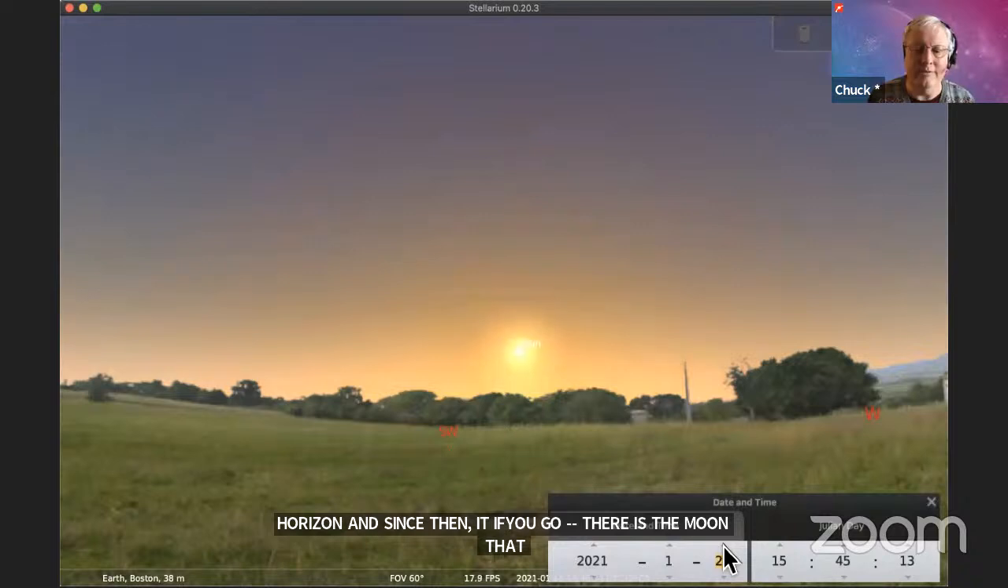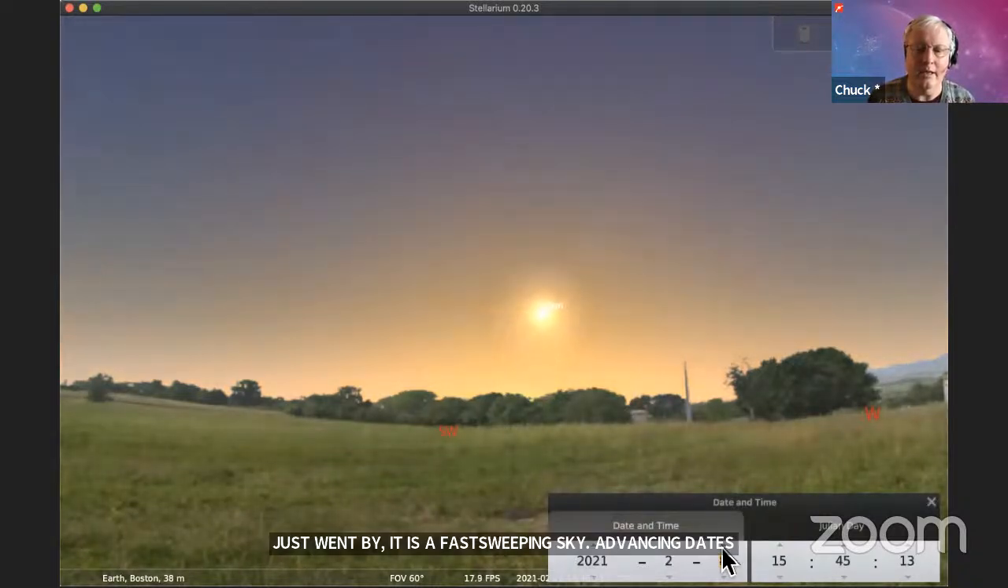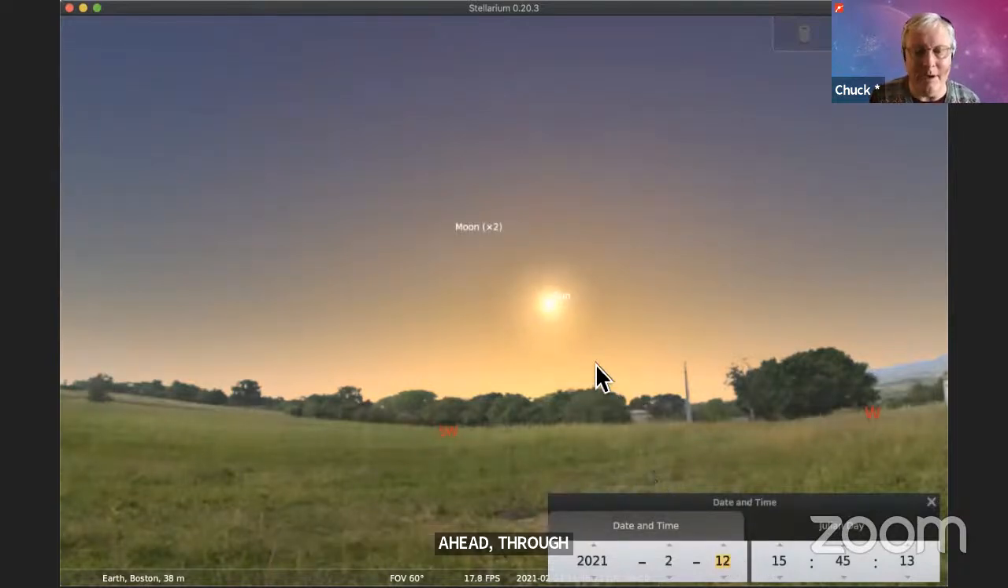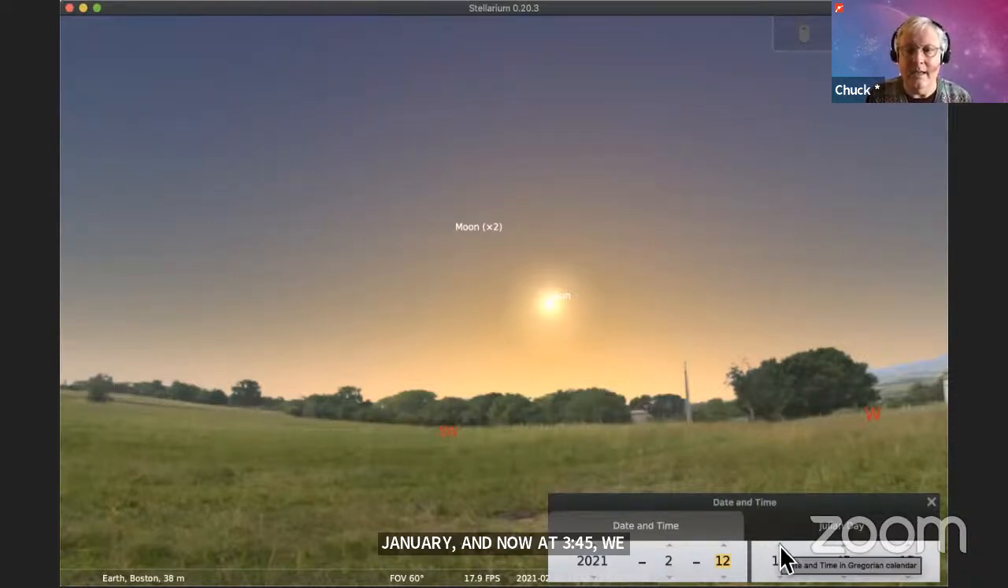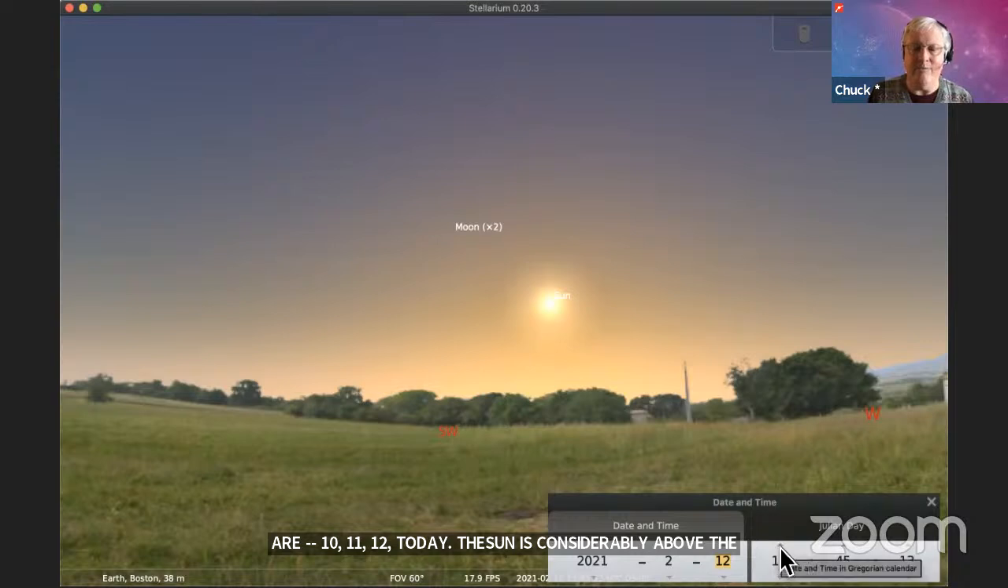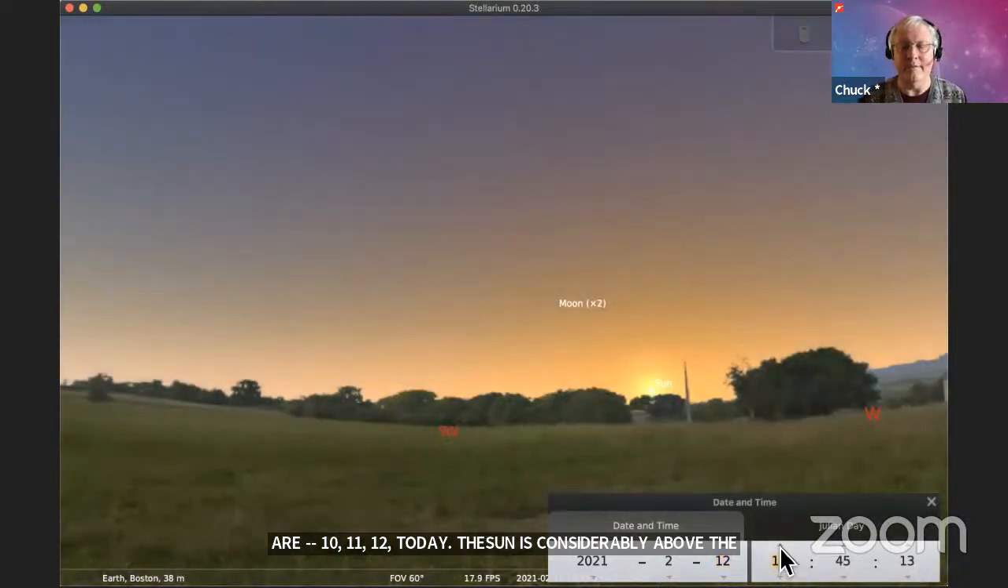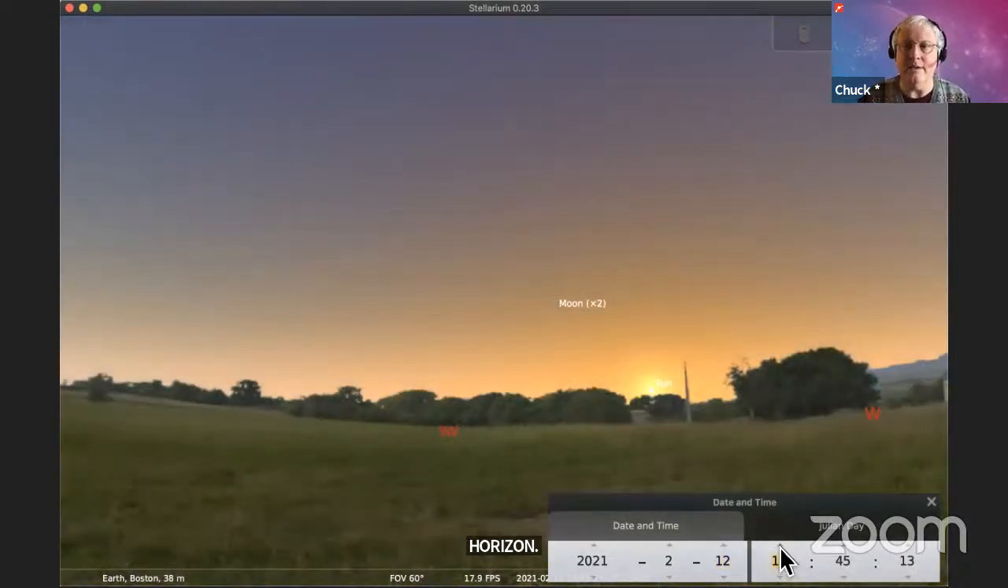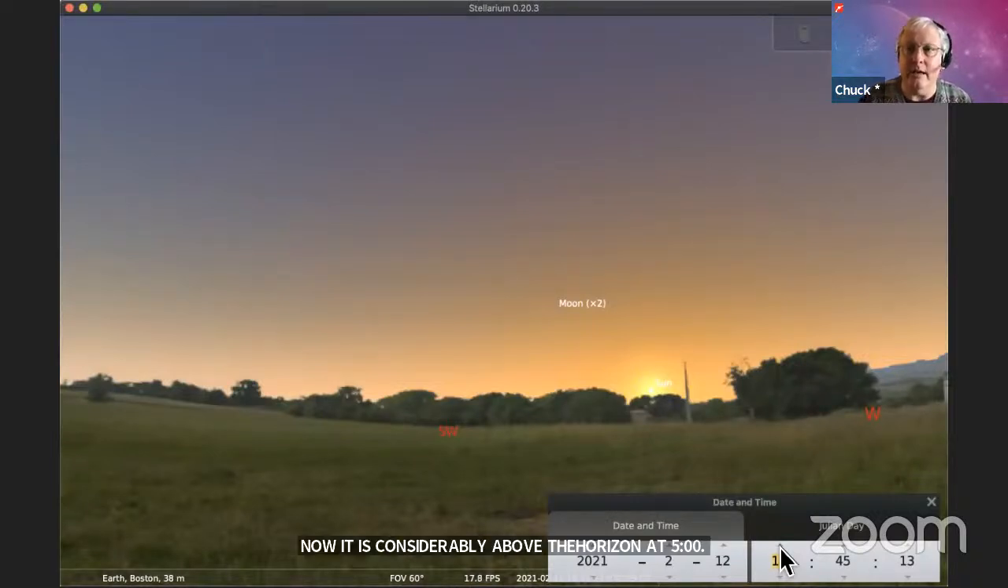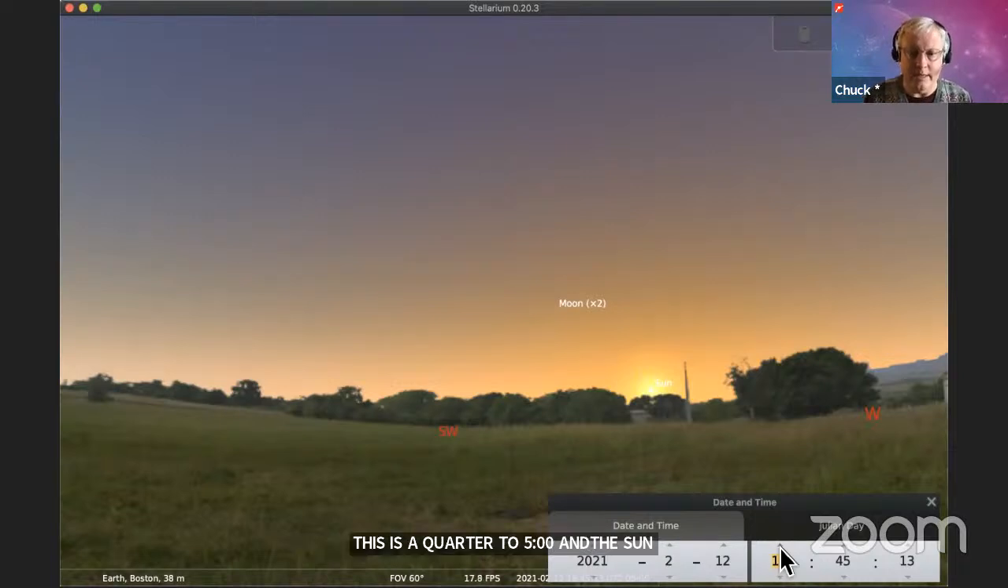And now at 3:45, we are at the 12th, today. The sun is considerably above the horizon. So instead of being just about to set at 4 o'clock, now the sun is still above the horizon at 5 o'clock. So here we are, 4:45, and the sun's still above the horizon. That is the sign of the ending of the winter season and the beginning, in just a little bit over a month, of the spring season that will be starting.